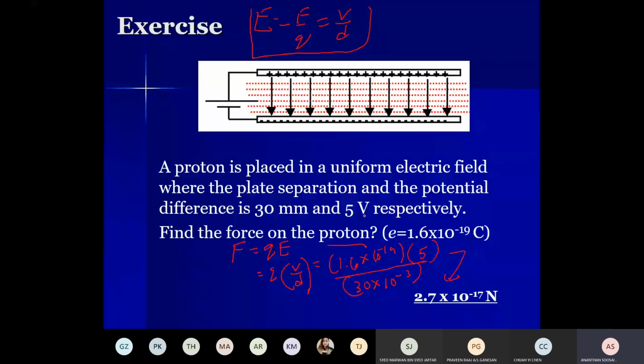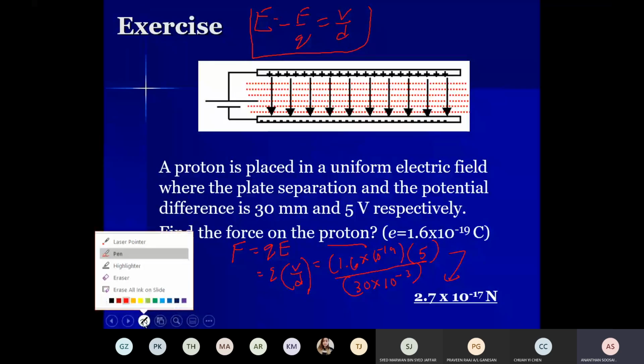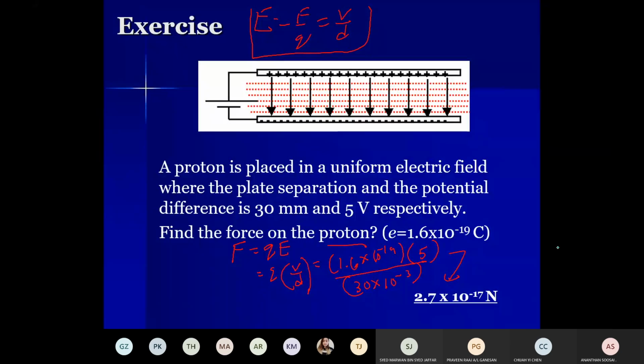Let me add more questions. The proton is, let's say, placed closer to the positive plate. Let me change color. So let's say the proton is placed close to the positive plate. Yeah, the proton is here, positive plate, proton. The force experienced is this much, because now you know the force.